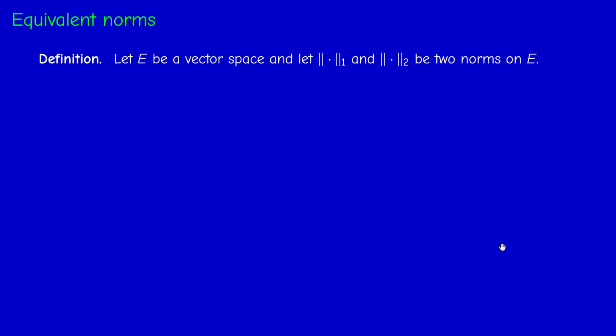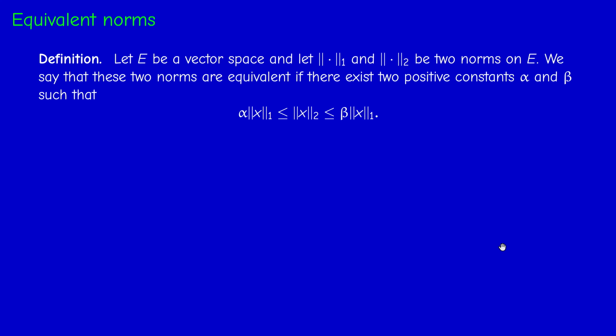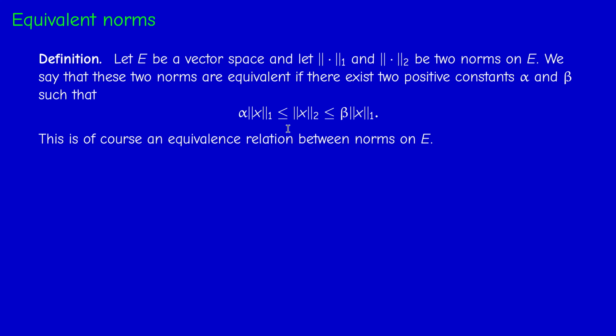Okay, and now we go to the notion of equivalent norms, which is very important. If we have a vector space E, and we have two norms, norm 1 and norm 2 on E, we say that these two norms are equivalent if we can find two positive constants, alpha and beta, such that norm 2 is bounded from below by alpha times norm 1 and bounded from above by beta times norm 1. So as you may check, this is an equivalence relation between norms.